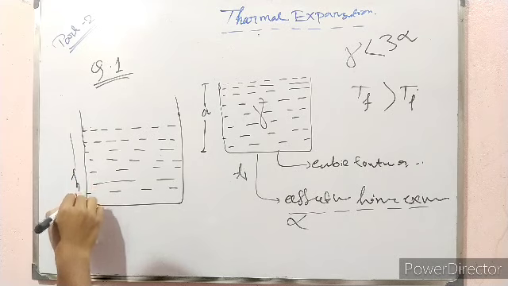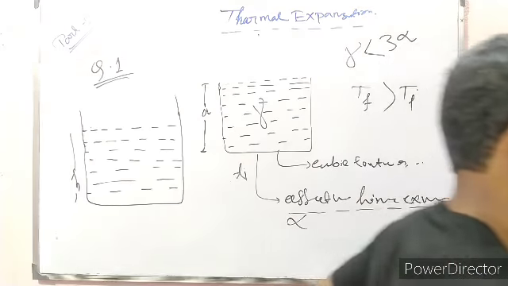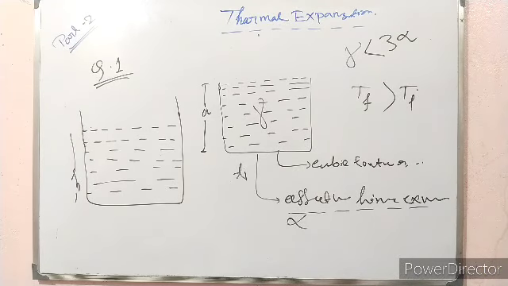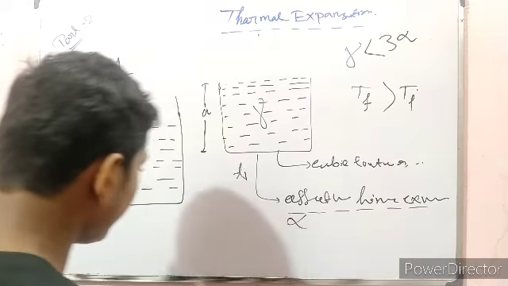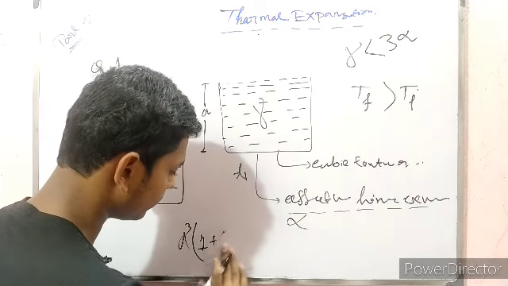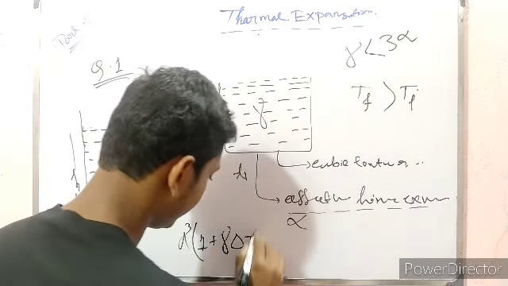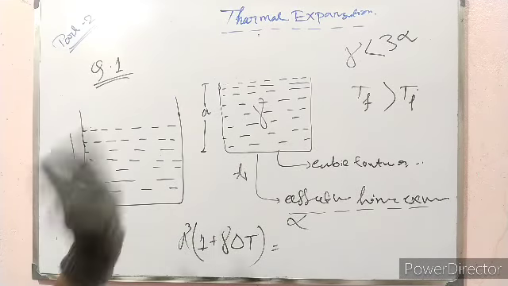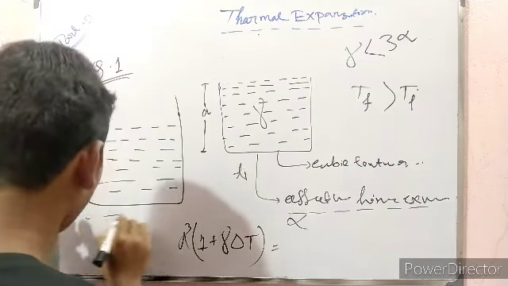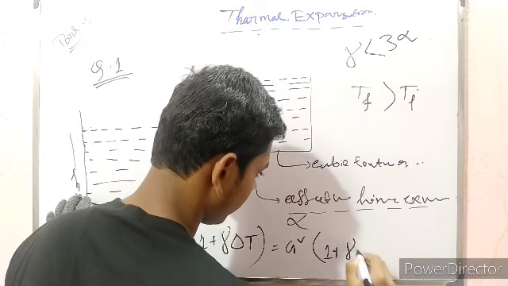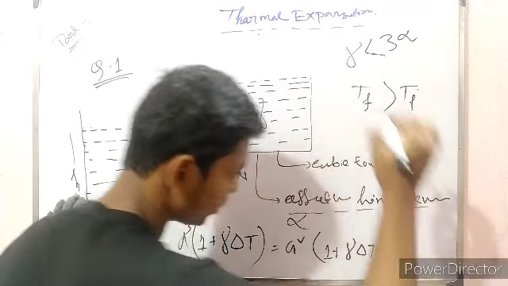So what is the question then? What is the height of the liquid in the cubic container? Now what is the volume of this? We can find that the volume is a cube into 1 plus gamma delta T. That is the volume of the liquid. Now the area of this is a square into 1 plus gamma delta T into H.